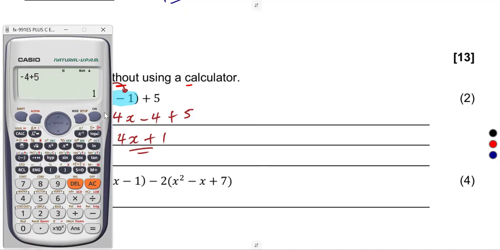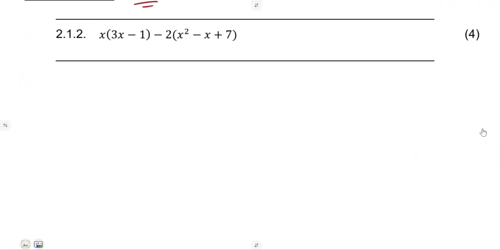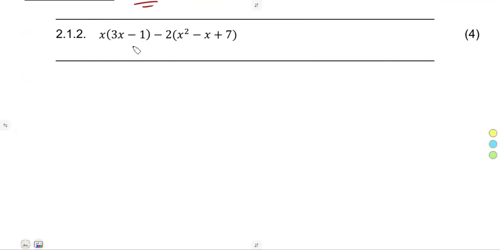No one is going to know that you have used a calculator there. All right, then let's check on 2.12. What is it that we are supposed to do? There are brackets again, just like the previous case.